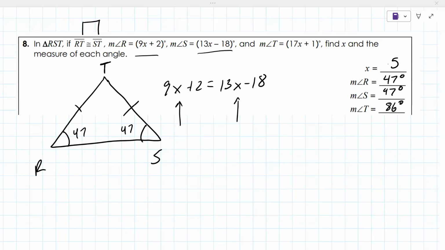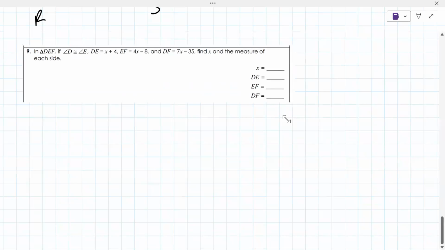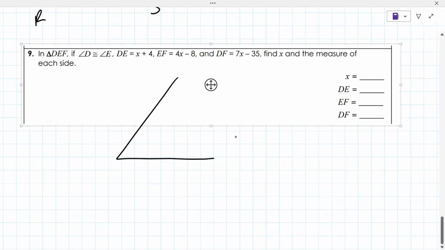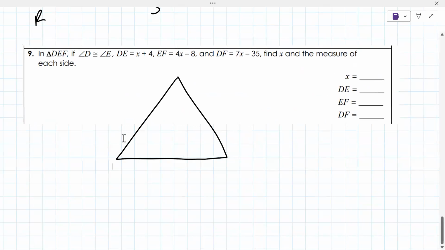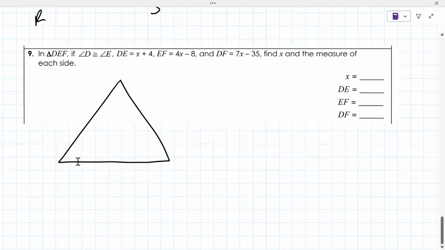Okay, so number 9 is very much the same setup. So we'll draw the triangle first, and then we'll write some equations second. All right, so they're telling you the angles that are congruent. So those are usually good to put at the base there. I really do prefer drawing the triangles that way. And then the other letter F is up here.